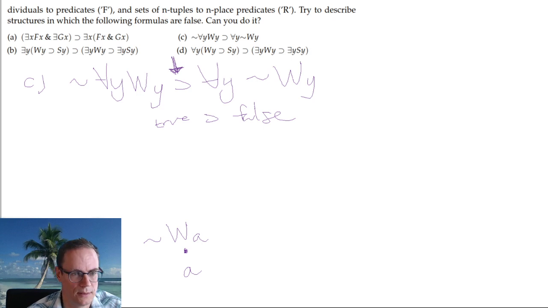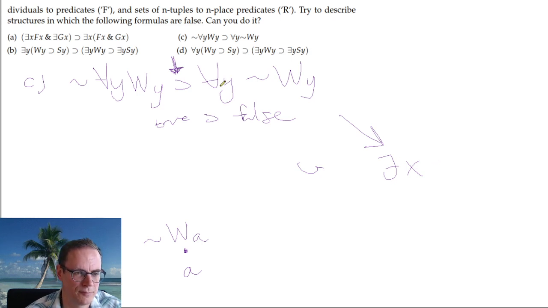Now we want to make the consequent false. What does the consequent say? It says for all y, not W of y. So not everything is not W. Well, we can again rewrite that using the existential quantifier. That just simply means that there is something.